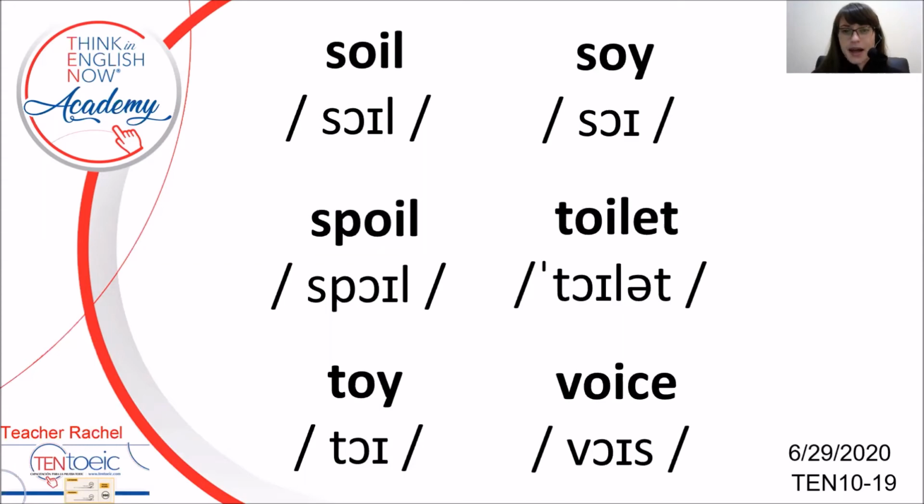Spoil. This is an action or a verb, and it means, for example, a child, give them everything that they want. We never say no. So the parents really spoil their children by giving them all the toys they want. So spoil, you give them everything.